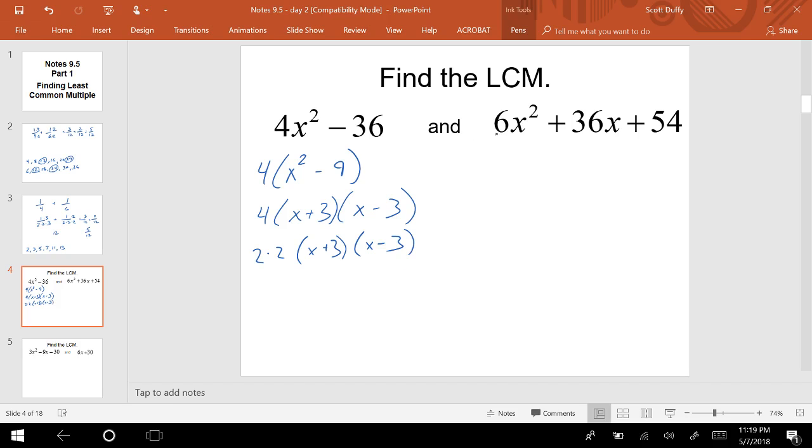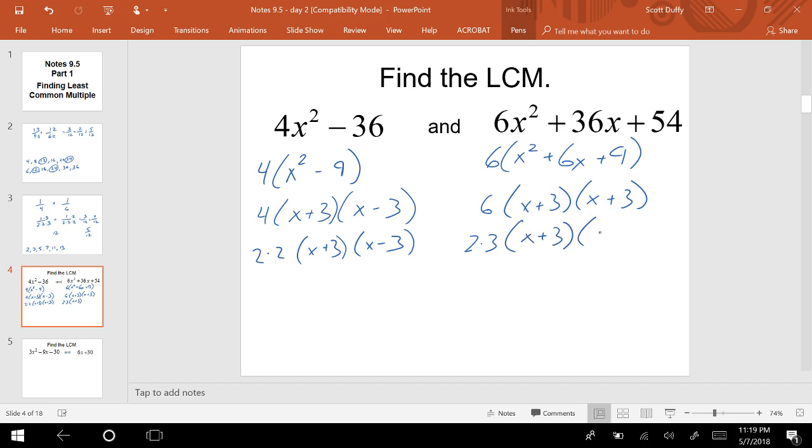Now I'm going to do the same thing to this second expression. I ask myself, okay, what number goes into 6, 36, and 54? It would be 6. I'll have 6 pulled out, left with x squared plus 6x plus 9. Then I ask myself, can I factor this part? Sure I can. I'll have x plus 3 and x plus 3. Now I'm going to have to make sure that I prime factor out the 6. You divide by 2, you're left with 3. 3 is a prime number, so we can rewrite 6 as 2 times 3 times the x plus 3 times the x plus 3.